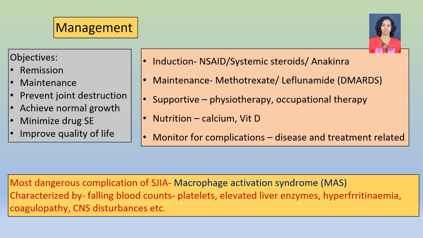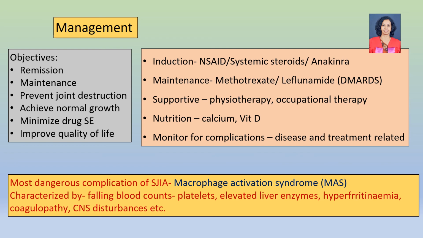So once the remission is induced, we need to maintain the child in remission. So what are the drugs that we can utilize to maintain remission? The most common agents are methotrexate or leflunomide. We call them disease-modifying antirheumatic drugs. When a child is on these drugs, they need to be monitored for the drug-related complications.